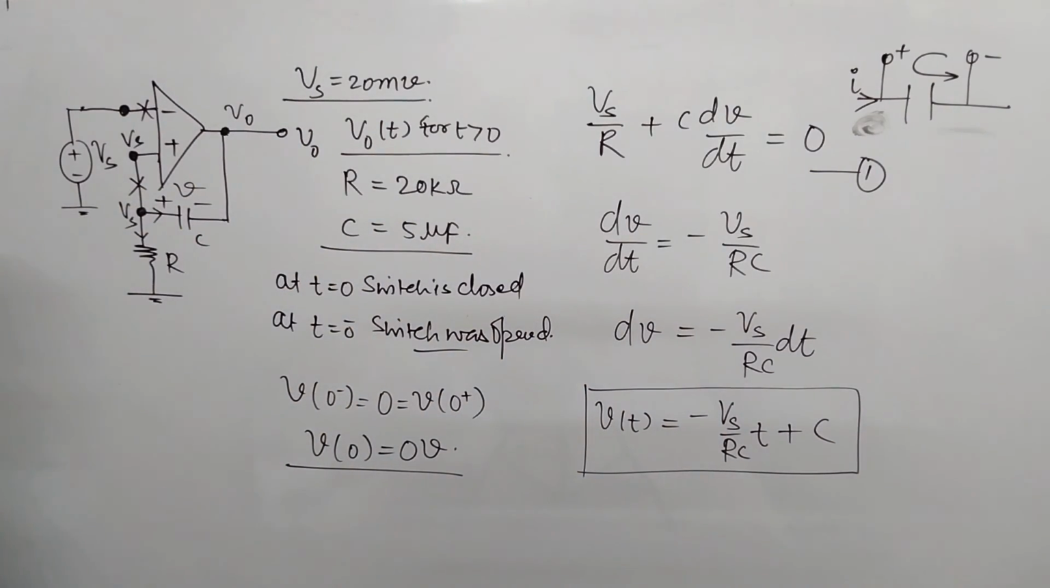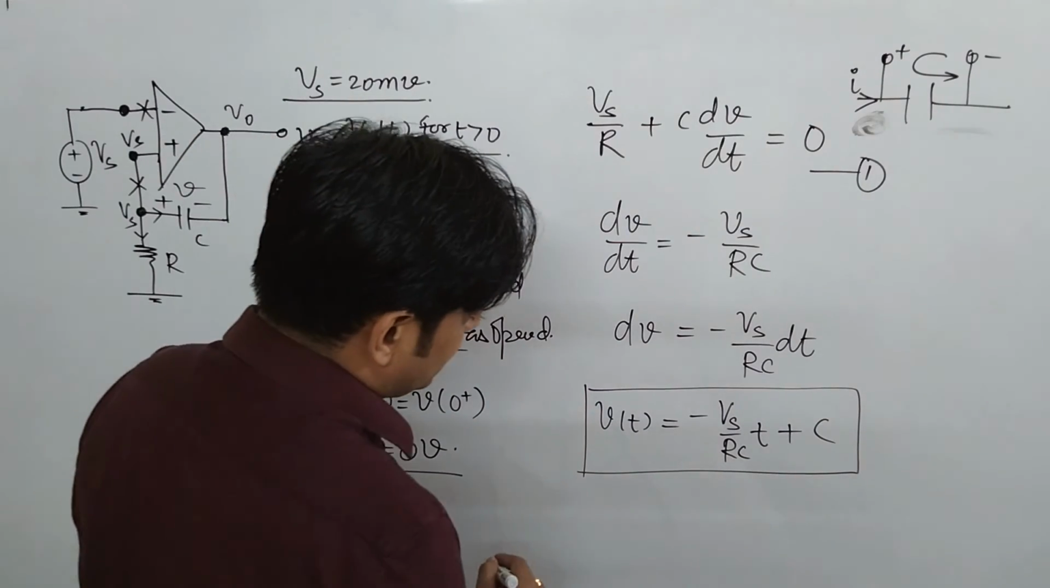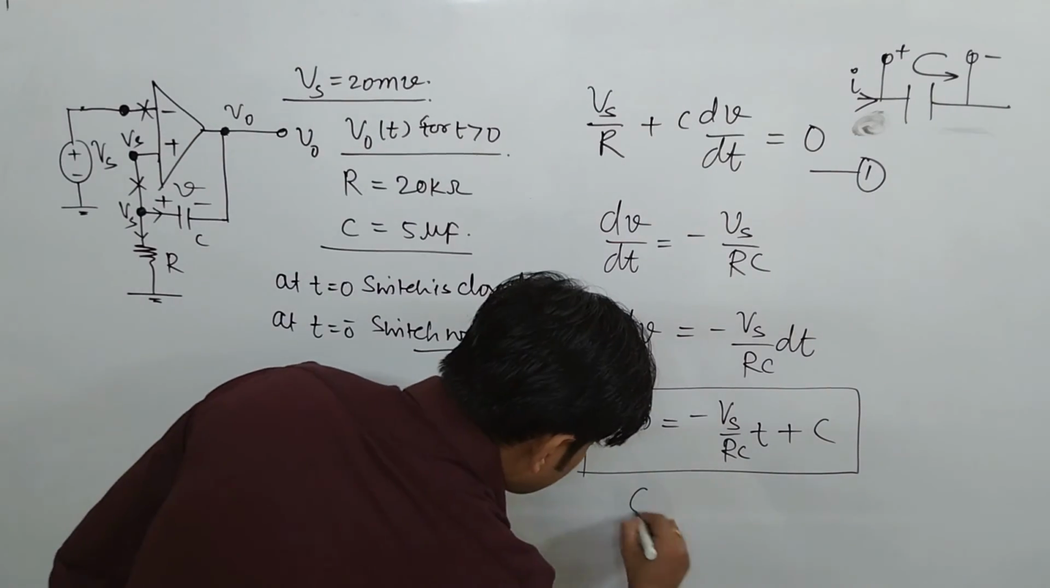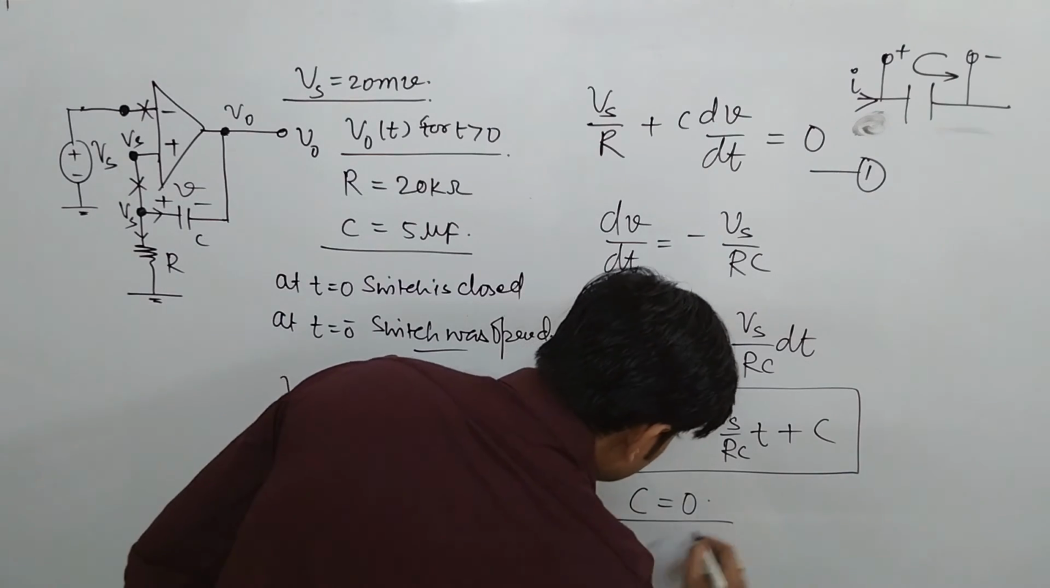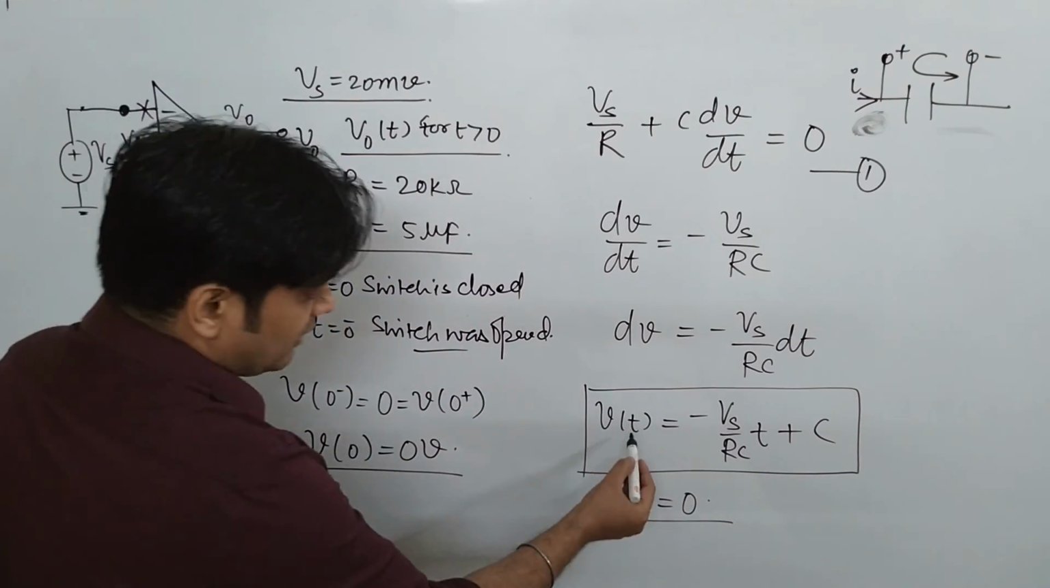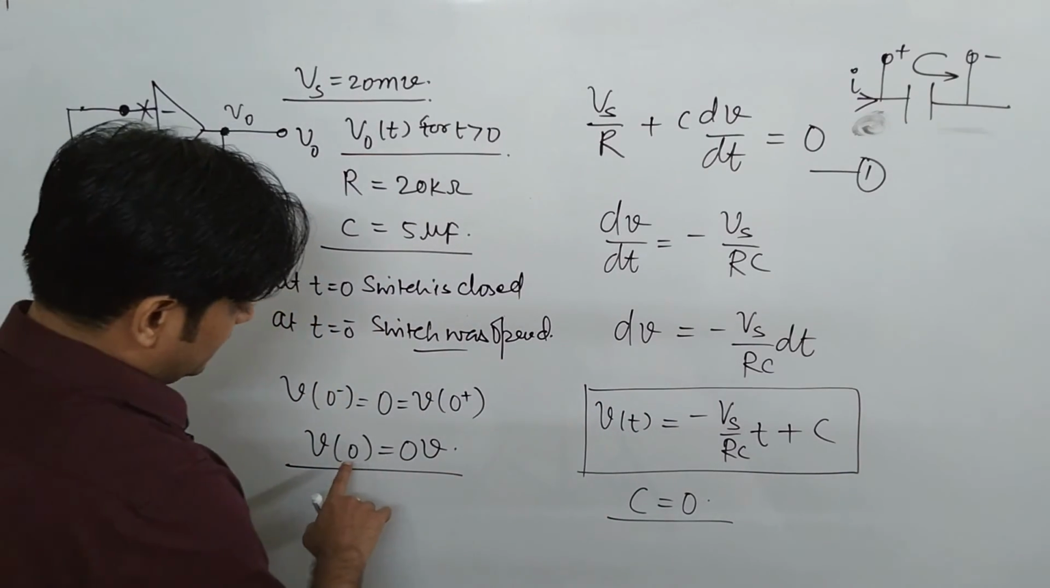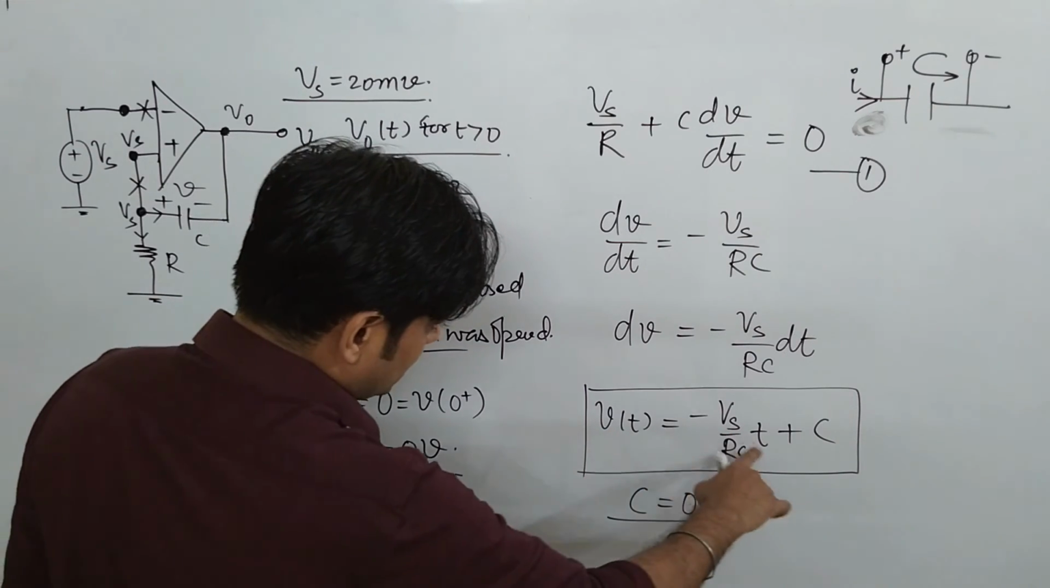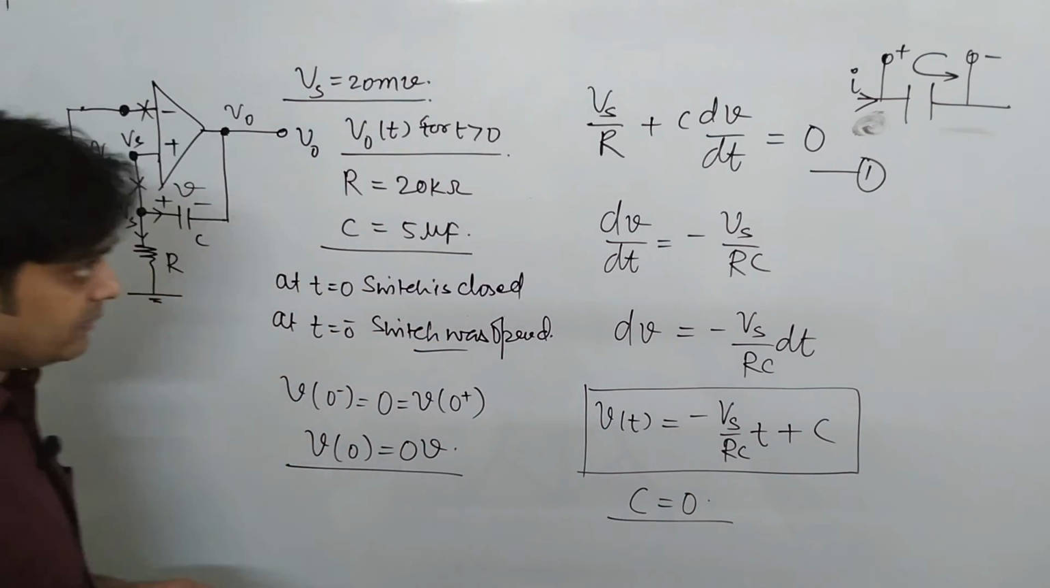So from here, if you solve this, the value of C comes to be what? It is 0. Why? Because if you put the initial value, that is t equal to 0, this becomes V0, this also becomes 0, so the value of C will become 0.